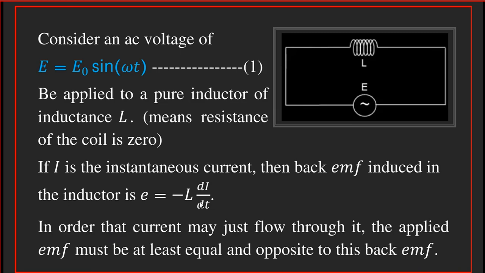In order that the current may flow through it, we can surely say that the applied EMF E should, at a minimum, be equal and opposite to the induced back EMF. Here we assume that the inductor is pure, which means there is no resistance in the circuit. So the full applied EMF is used for overcoming the back EMF. Therefore, the applied EMF capital E will be equal and opposite to the back EMF small e.